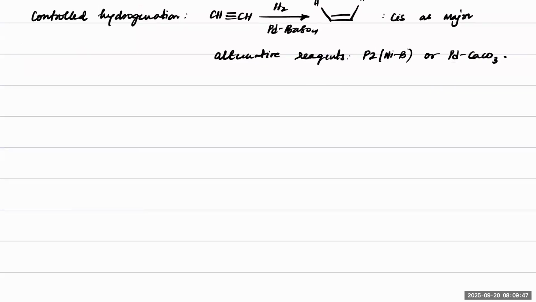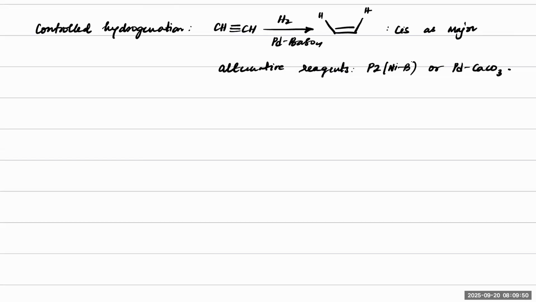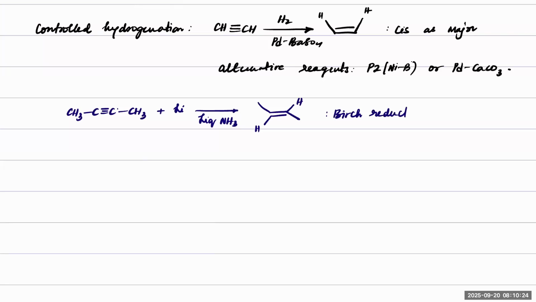So another controlled reaction is when you have a substituted alkyne like this, and you react it with lithium in liquid ammonia, or sodium in liquid ammonia. In that case, we will get a trans molecule here. So H and H will get added like this. This is called Birch reduction.